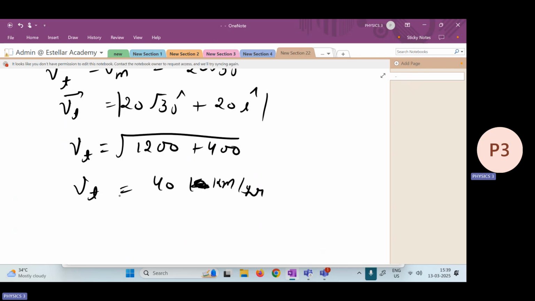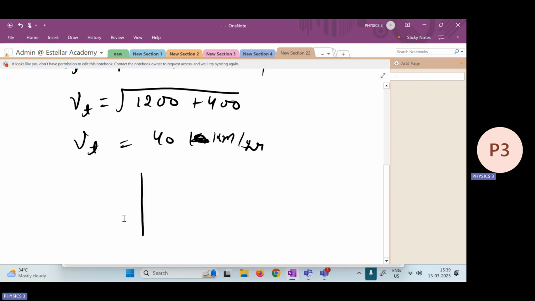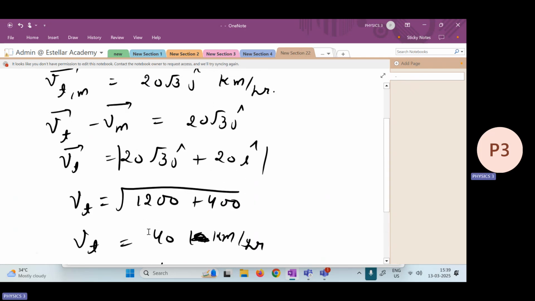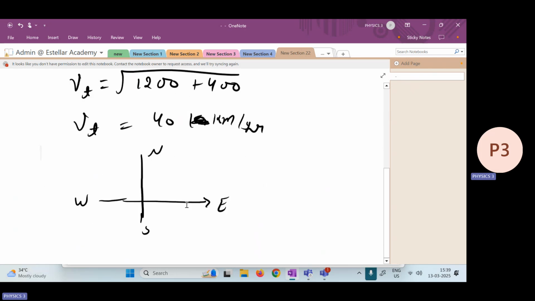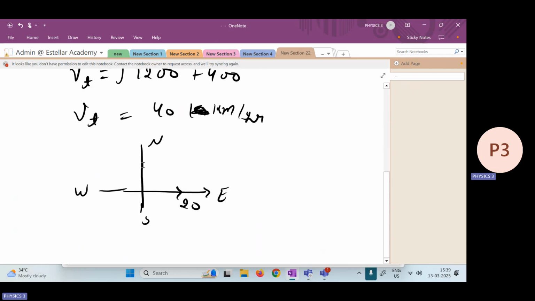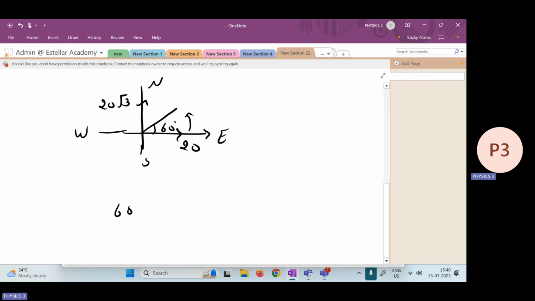And for finding out the direction of motion of the train, we have components east, west, north, south. We have components of it as 20 i cap plus 20 root 3 j cap. So in east direction it is 20, in north direction it is 20 root 3. So this angle comes out to be 60 degree if we find out. So it is north of east. So its direction would be 60 degree north of east.